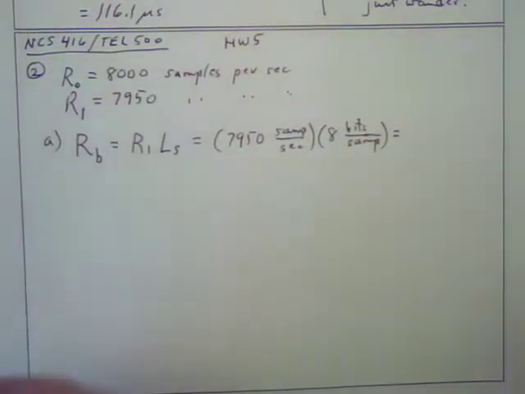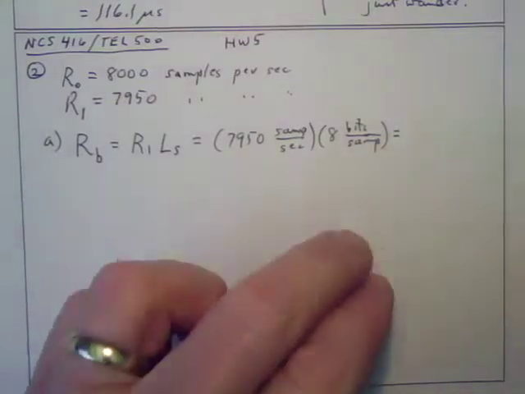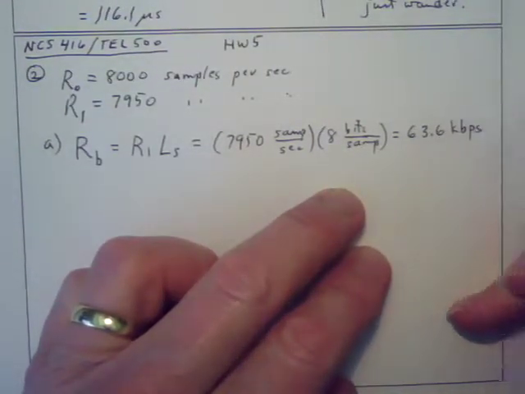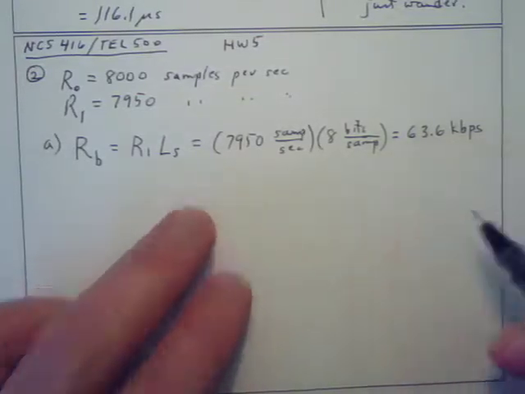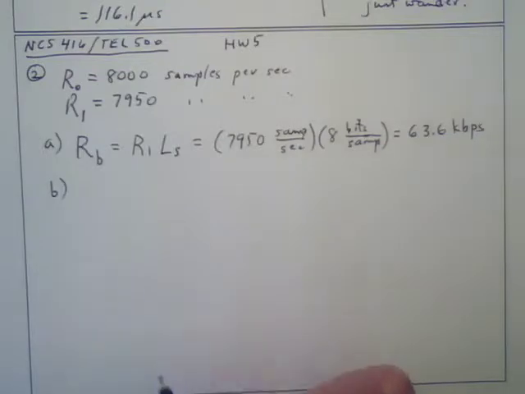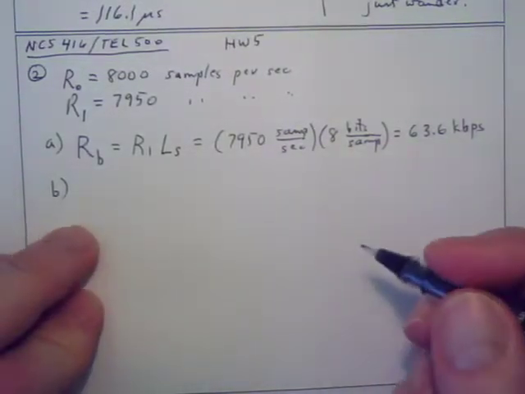And this yields 63.6 kilobits per second, or 63.6 thousand when you do the multiplication. And parts B and C ask for bit slips.